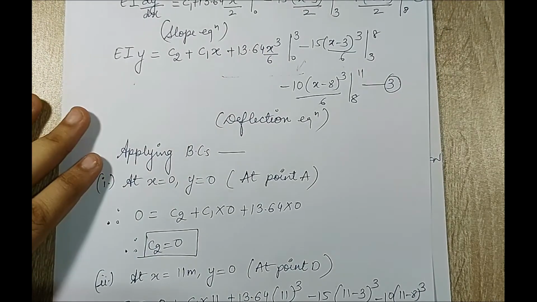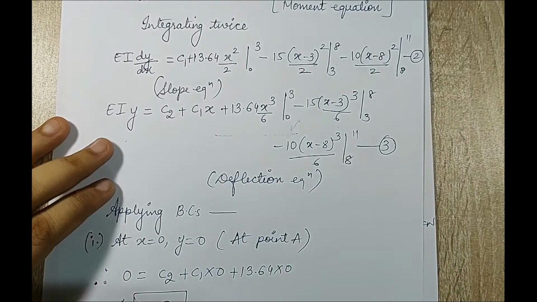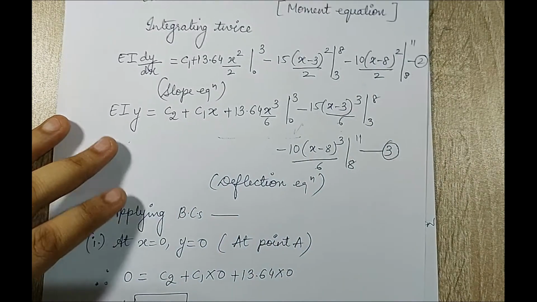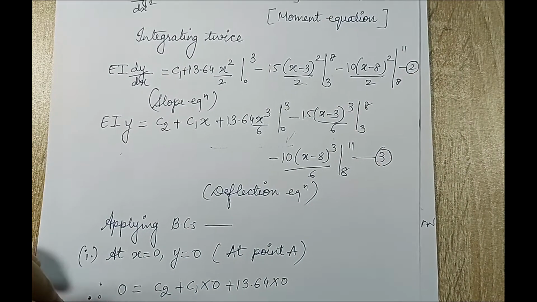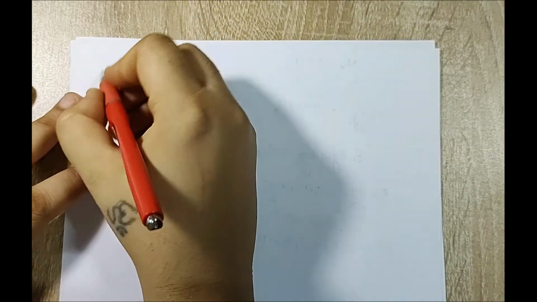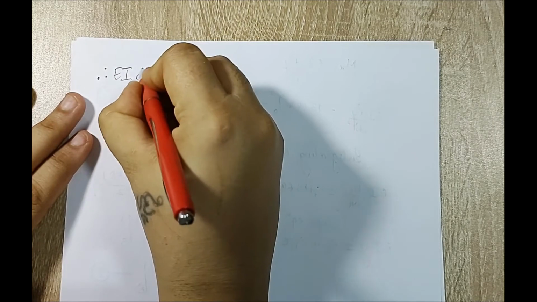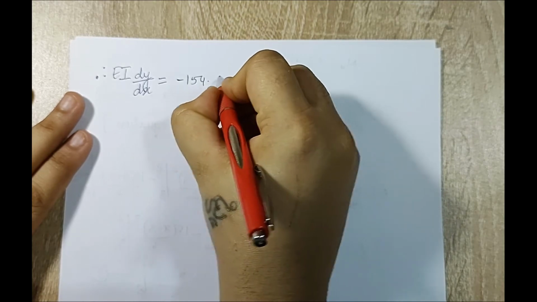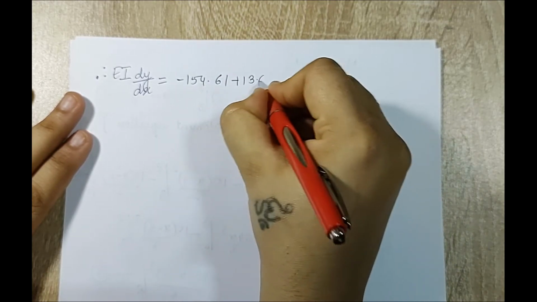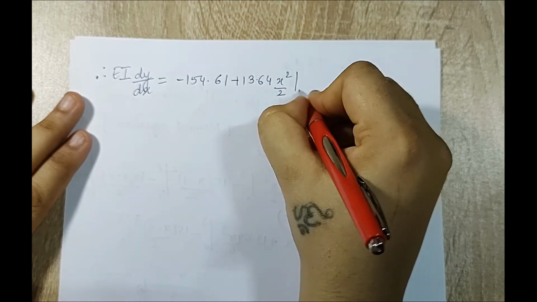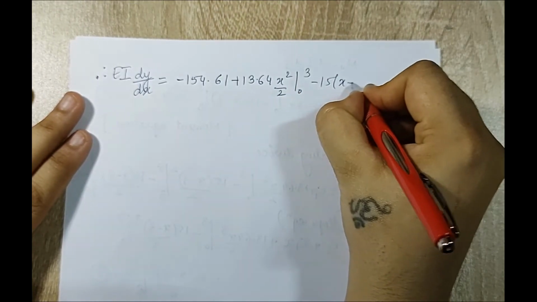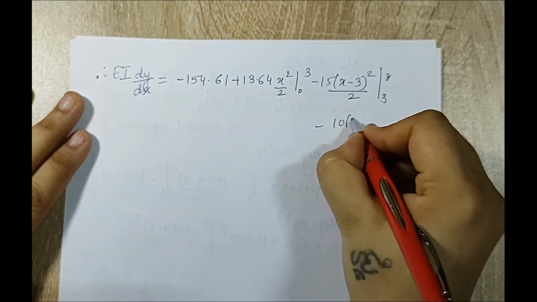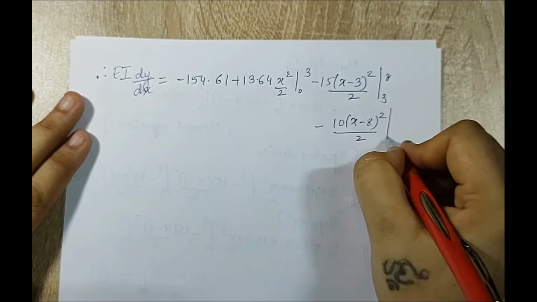Now once I have got the value of C1 and C2, I'll substitute in both the slope and the deflection equation. I'll obtain my equation number 4 and 5, and after that I can calculate the deflection at point B and C. So I'll start writing these equations. So I'll have therefore EI dy by dx is equal to minus 154.61 plus 13.64 x square by 2 from 0 to 3 minus 15 x minus 3 square by 2 from 3 to 8, and I'll have minus 10 into x minus 8 square by 2 from 8 to 11.